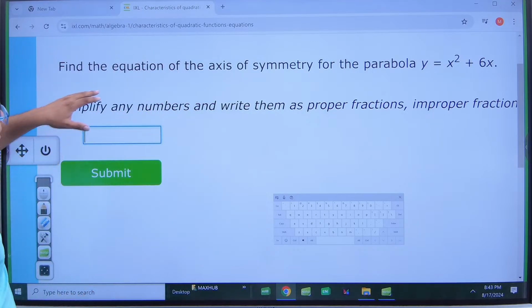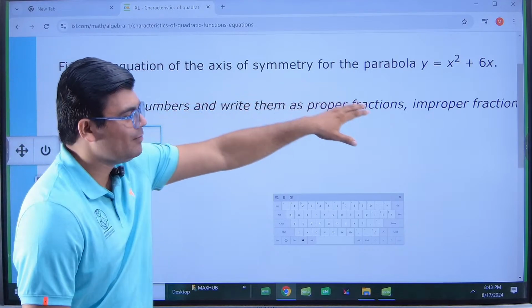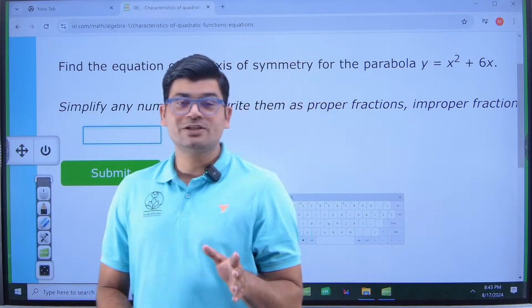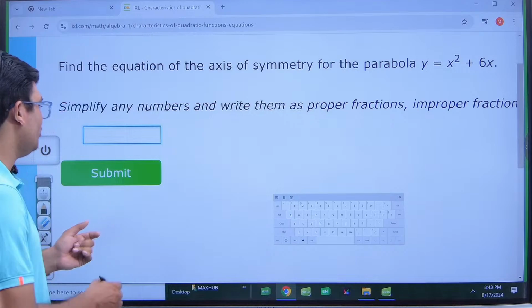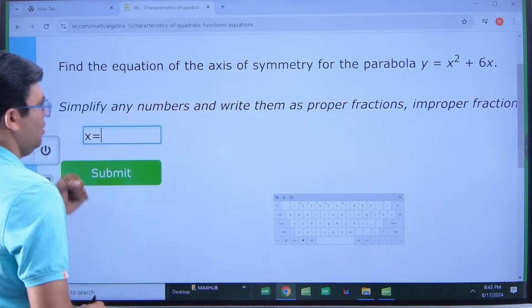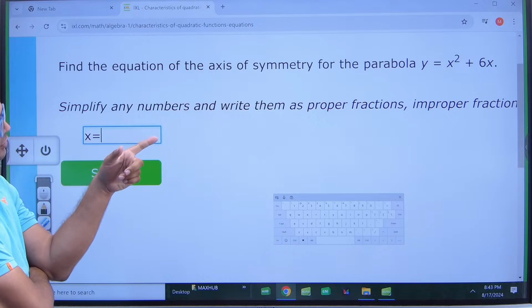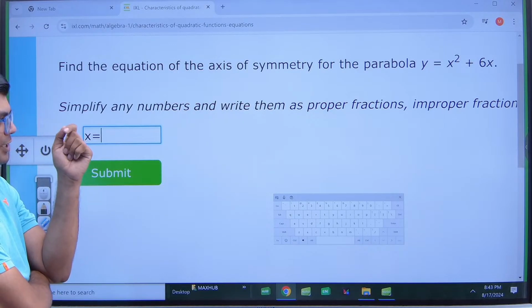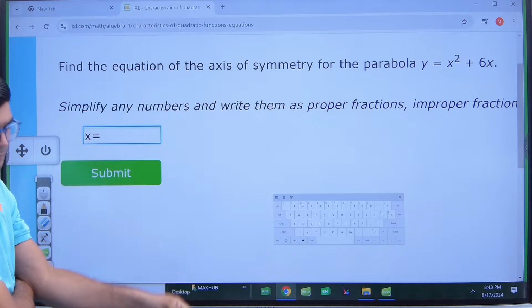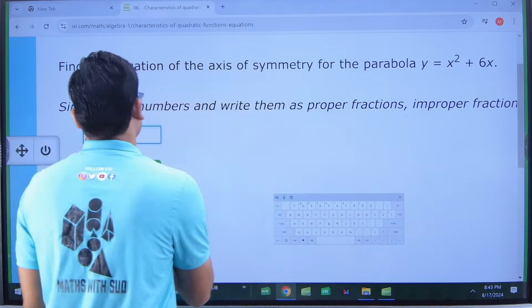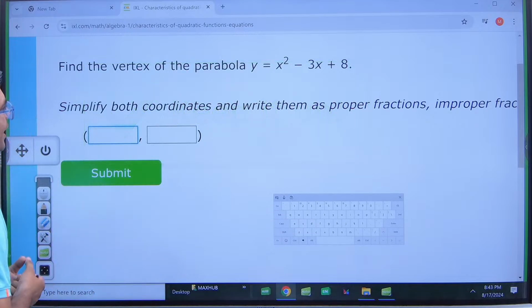Yes, sir. Find the equation of the axis of symmetry for the parabola. So what you need to find? Just find minus b upon 2a and the equation will be x is equal to minus b upon 2a. So minus b upon 2a will be minus 6 upon 2, that is minus 3. So the equation will be x is equal to minus 3. See how simply we have cracked it.